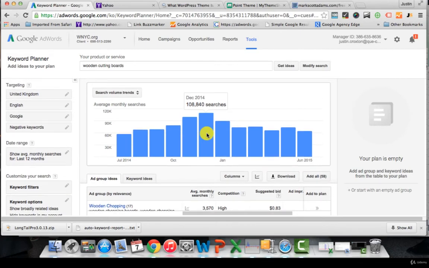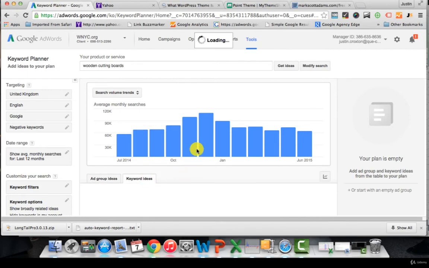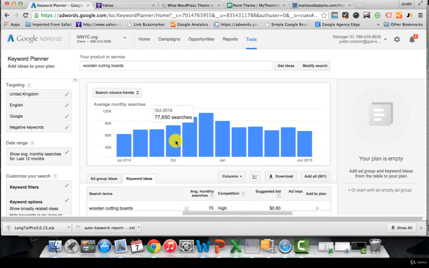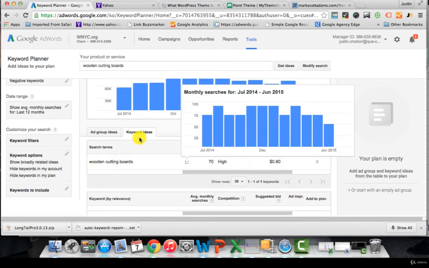So if you have a product and you know that you're going to be selling that product during that time, you want to stock up a little bit more, but it also gives you a sense of how that keyword performs during that time. So during the months of October, November, and December, you really need to stock up at that point.